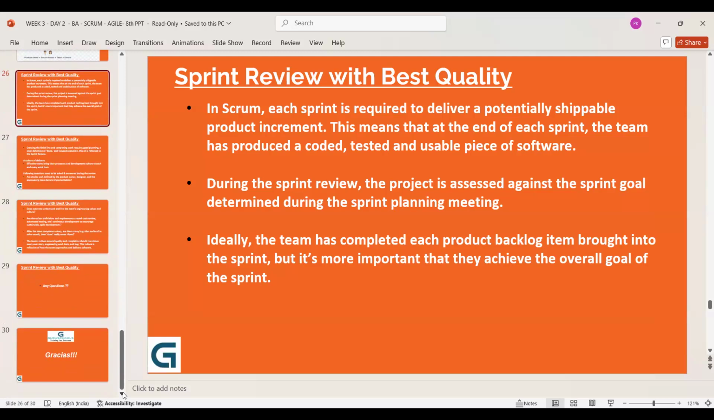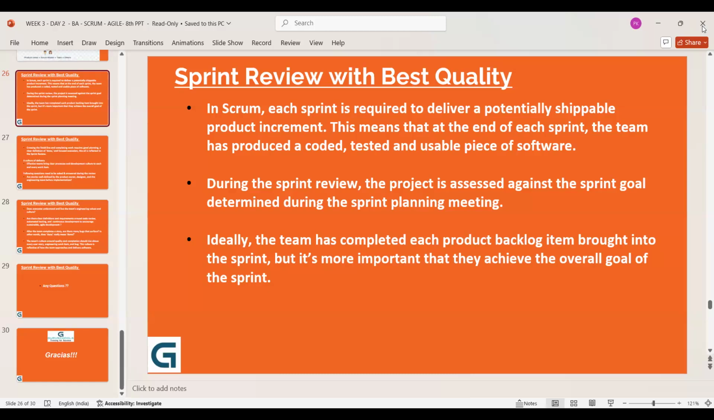Sprint review with best quality. In Scrum, each sprint is required to deliver a potentially shippable product increment. This means that at the end of each sprint, the team has produced a coded, tested, and usable piece of software.